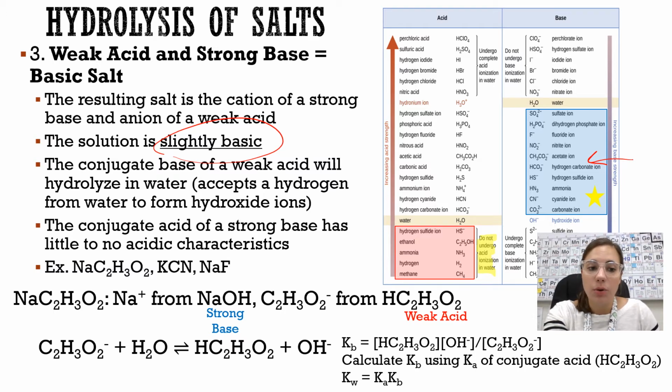So let's look at this example, sodium acetate. Sodium came from sodium hydroxide. That's a strong base. So sodium isn't going to do anything. It's neutral. Acetate comes from acetic acid, which is a weak acid. So that means that acetate can hydrolyze with water, forming hydroxide, which is what makes it basic. Okay? So again, let's say we were given Ka for acetic acid, we could calculate the Kb of acetate with our Kw relationship.